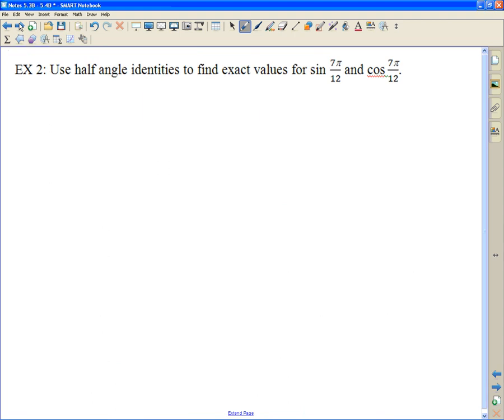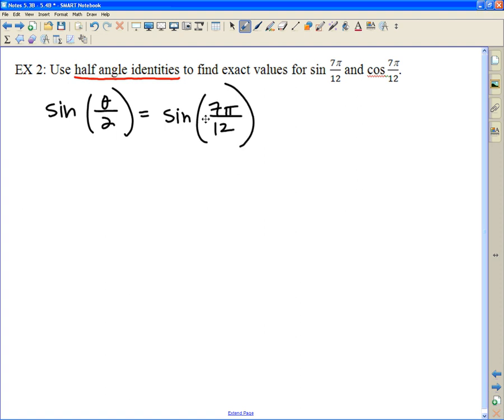Last example. Use half-angle identities to find the exact values for sine of 7 pi over 12 and cosine of 7 pi over 12. All right, let's get started. This is directing you to use half-angle identities, and you have to follow the directions. It wants you to think of this as sine of theta over 2 equal to sine of 7 pi over 12. It wants you to use this identity to evaluate this problem.